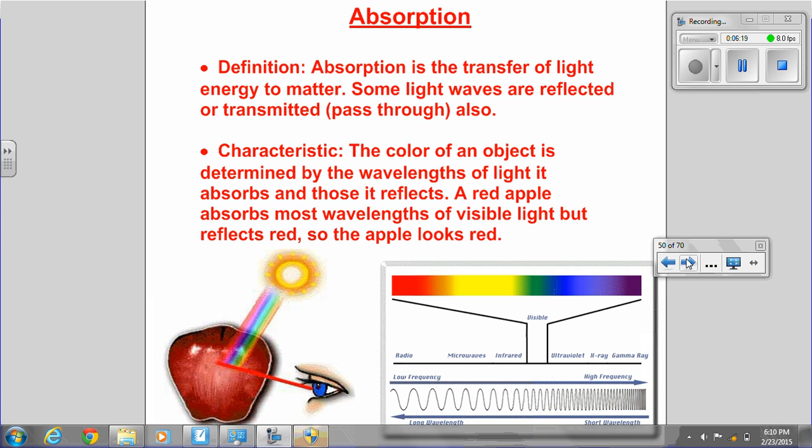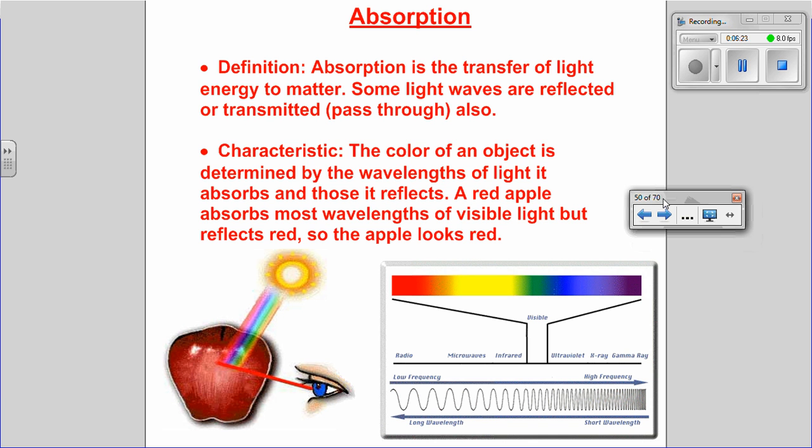Absorption. Absorption is the final type of wave behavior that we're going to discuss. And absorption is a little bit different from the other three types of wave behavior. There's kind of a lot going on here with absorption. Well, when you think about the word absorption, you probably think about something being taken in. For example, heat. Objects may absorb heat. That's pretty much what we're talking about with absorption. Absorption is the transfer of light energy to matter. Some light waves can also be reflected or transmitted.